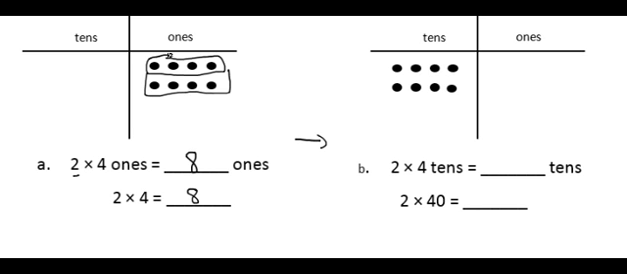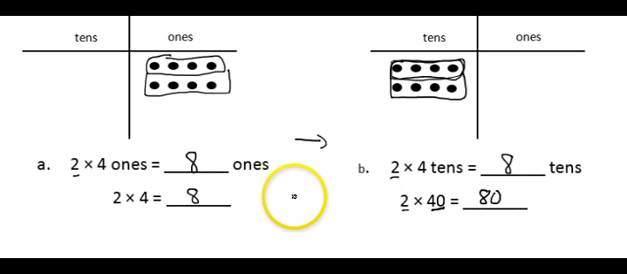Here I have 2 times 4 tens, which means I started with 4 tens, and I doubled that amount, and that gave me 8 tens. 2 times 4 tens is 8 tens, just as 2 times 40 is 80, because that first group of 4 tens is the same as 40. So if we double 40, we get 80 for our answer. So you can see the connection between 2 times 4 and 2 times 40.